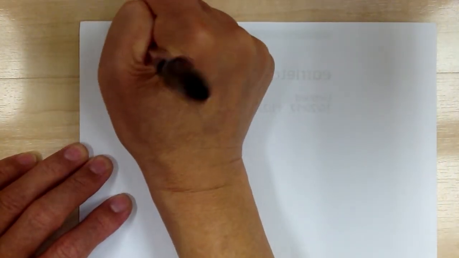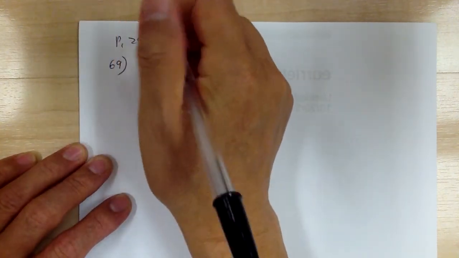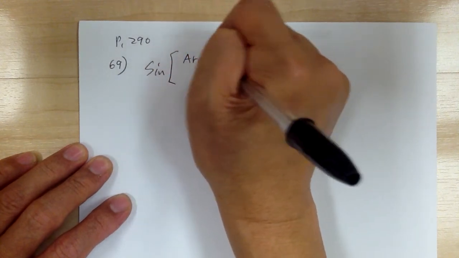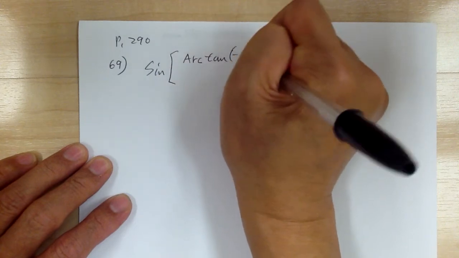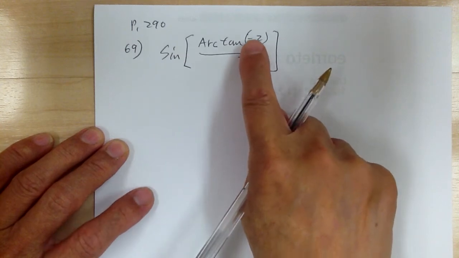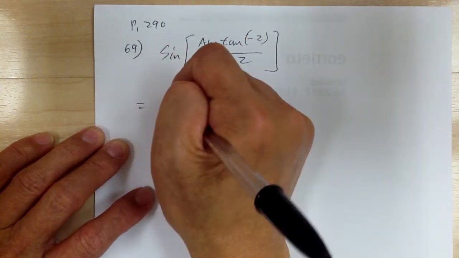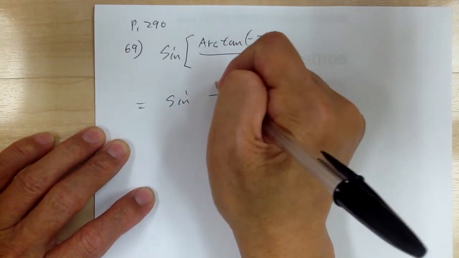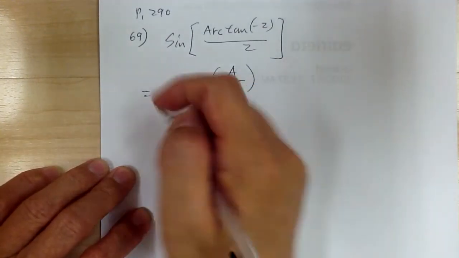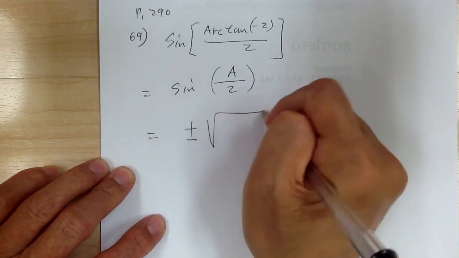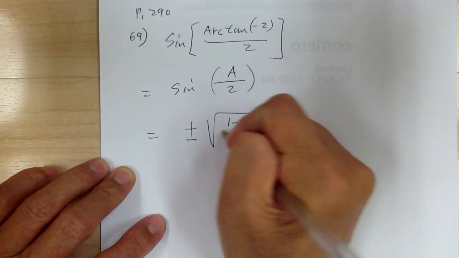Okay, let's go to 69. Sine of arctangent of negative 2 over 2. Again, as soon as you see the inverse function, that's the angle. So this is equal to sine of, I'm going to use angle A over 2. And so that's going to be a half angle formula. So this is going to equal plus or minus square root of 1 minus cosine of A over 2.